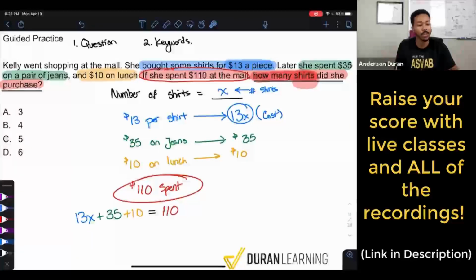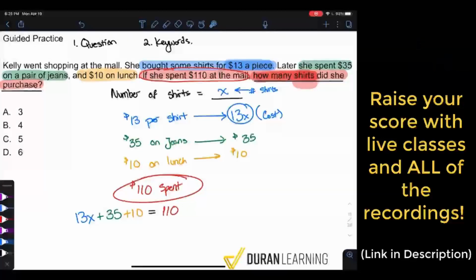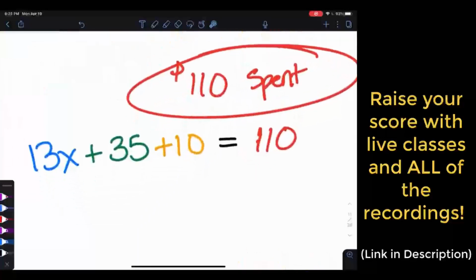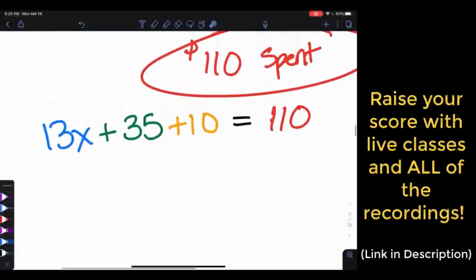And what do you think we're going to do now, gang? After we set up the equation, what are we going to do? Subtract. No, add 35 and 10. We have to work backwards. Combine like terms. I love it.